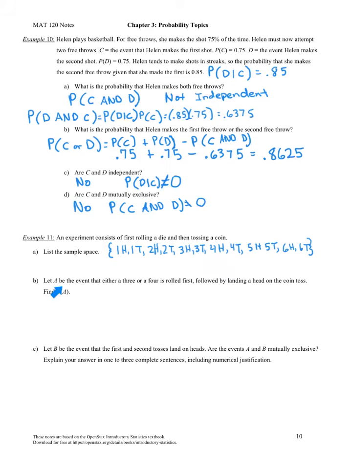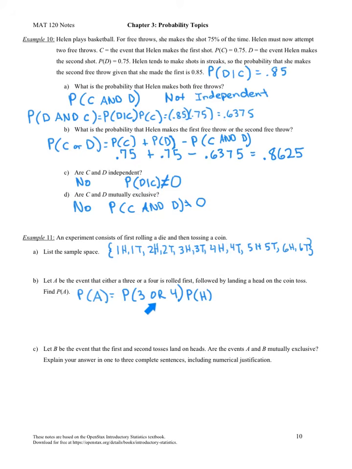We're going to let A be the event that either a 3 or a 4 is rolled, followed by landing a head on the coin toss. So let's find the probability of A occurring. Now, keep in mind that we need either a 3 or 4 first, followed by a head. Don't be confused when you see the word "or" here. We need both of these to occur, this and this, which means we still need to use the multiplication property.